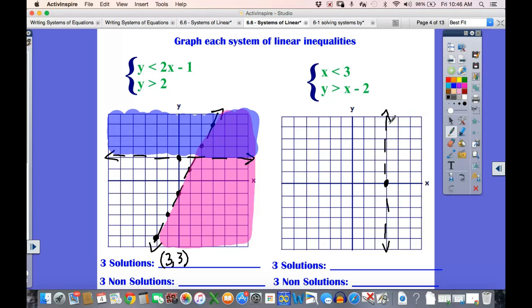If you need to pause the video to write down your solution, do that. So x is less than 3. Where are the x's less than 3? On which side? Well, they will be over here to the left. So I will get my shading out over here to the left. What color do I want? Let's pick orange. All right. Shade to the left of the line. That's less than 3.